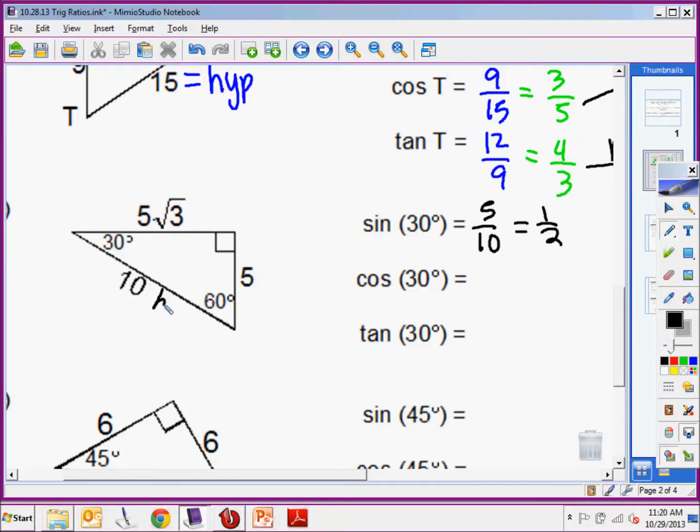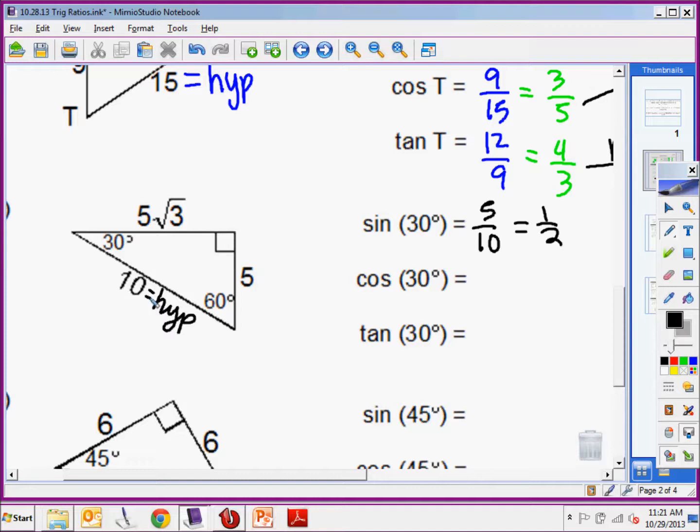The opposite of 30 is 5, and the hypotenuse is 10. Question, how would you know that's the hypotenuse? Your hypotenuse is always the side across from the 90.